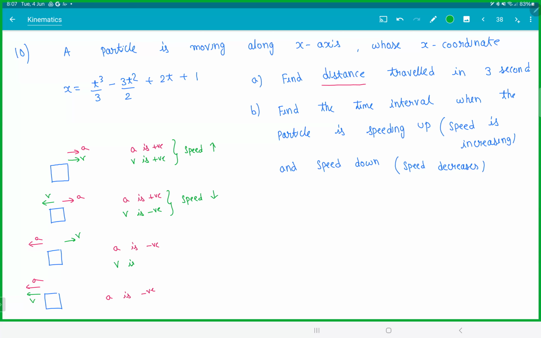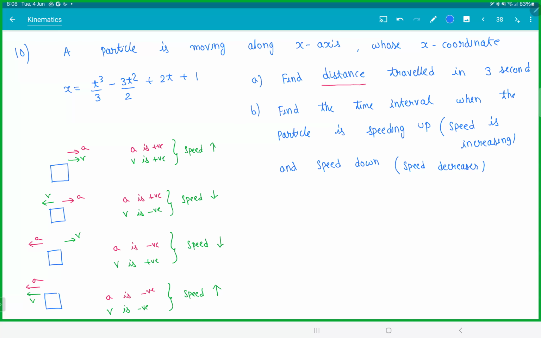Look at here. Here V is positive, A is negative. Here also speed is decreasing. So if A and V are in the opposite direction, speed decreases. Here A is negative, V is also negative. Speed is speeding up. You can have a negative acceleration, still the particle can go faster. I hope everyone understood the meaning of speeding up and speeding down. It is not same as positive acceleration and negative acceleration. Positive and negative acceleration simply tell you the direction. Clear? Let's try this question.